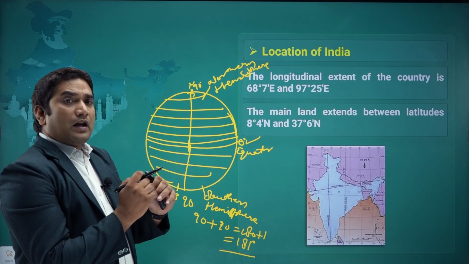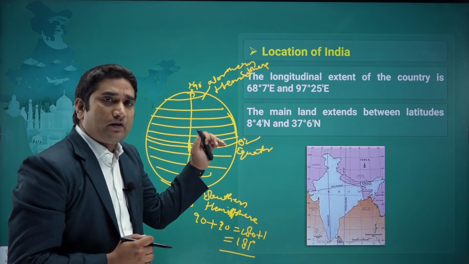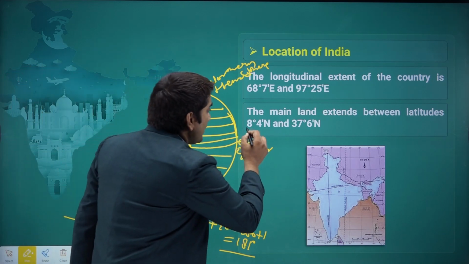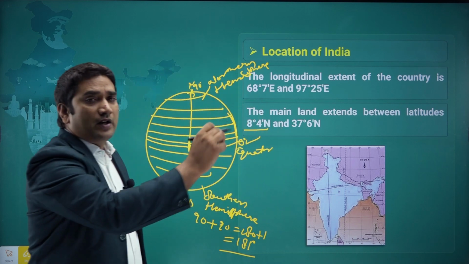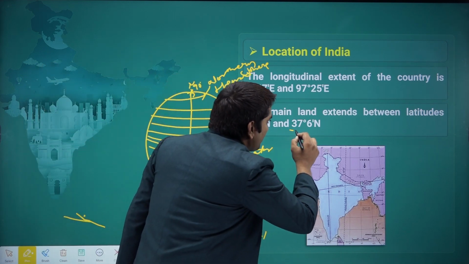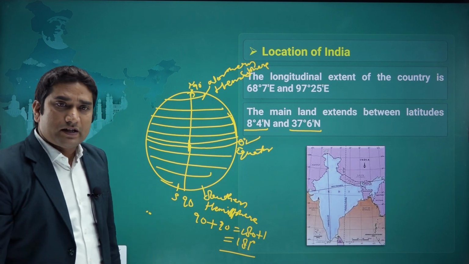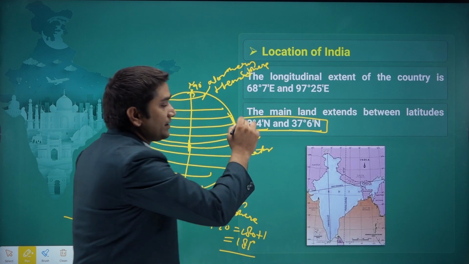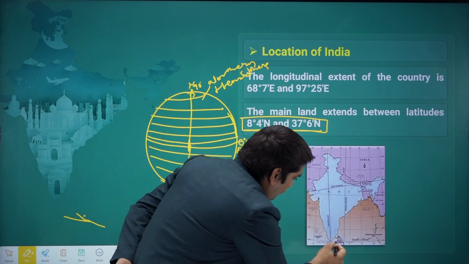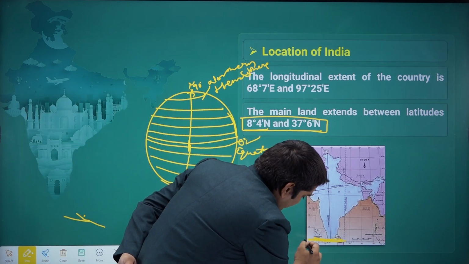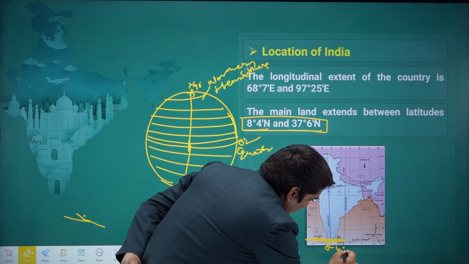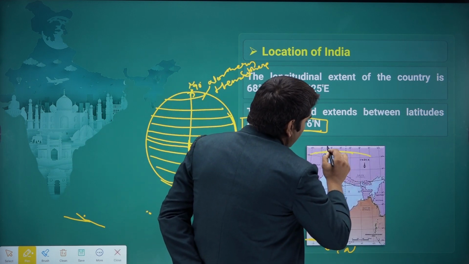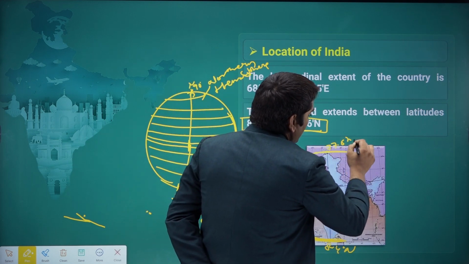From the latitudinal extent we can analyze which place or country is lying in which hemisphere. The latitudinal extent of our country is 8.4 degrees north to 37.6 degrees north, or 37 degrees 6 minutes north. So this is the latitudinal extent of our country. 8.4 degrees north is the southernmost latitude, and here we have 37.6 degrees north latitude.